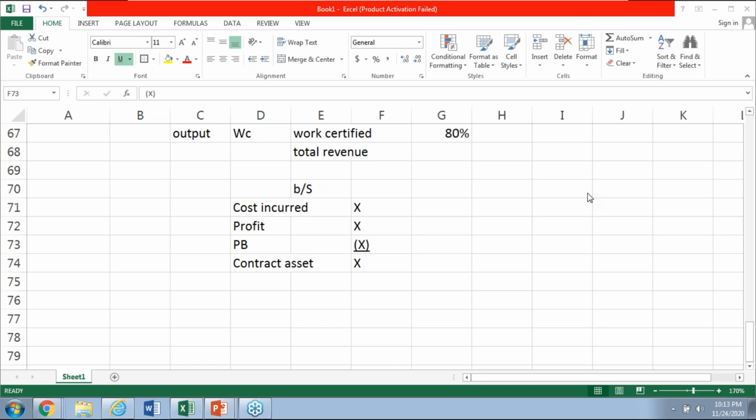PB means progress billing. Progress billing is the amount that we have billed to the customer, and after that the customer will pay you the payments.